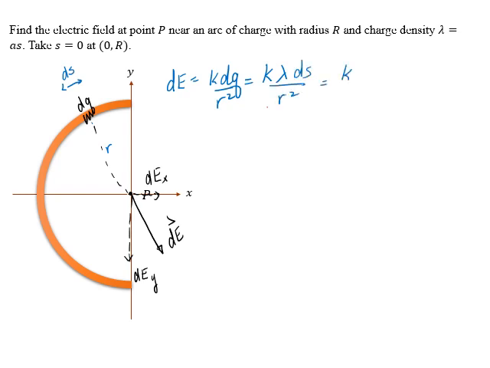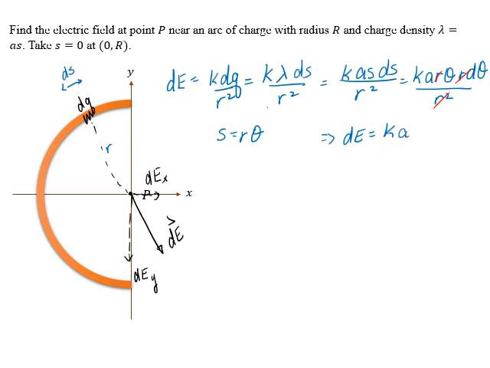This time, what we have to fill in for lambda is a times s, times ds divided by r squared, and we're still going to use that s equals r times theta. So we get k times a times r times theta times r times d theta, since s is r times theta and ds is r times d theta, all divided by r squared. What we see here is that we've got two r's on top that cancel with the r squared on the bottom. So dE has a magnitude of k times a times theta times d theta.